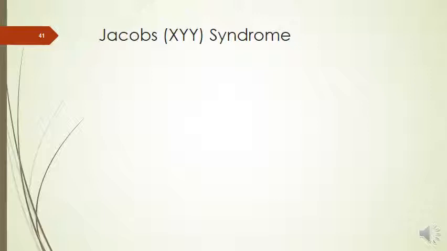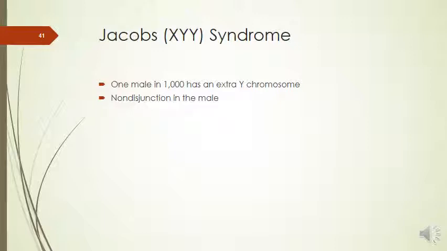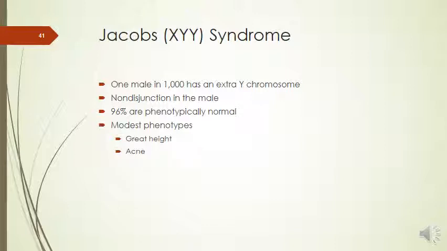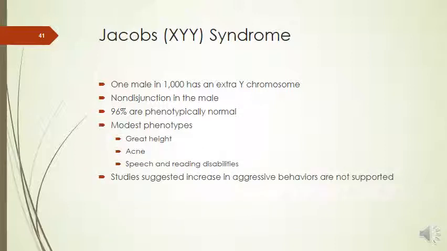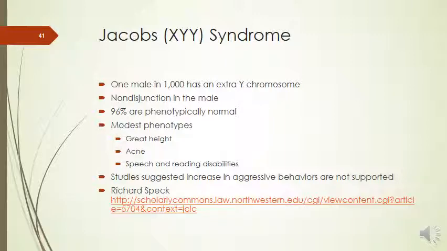Jacob syndrome, XYY. One male in 1,000 has an extra Y chromosome. This occurs because of non-disjunction in the male. 96% are phenotypically normal. They have modest phenotypes: great height, acne, speech and reading disabilities. Studies suggested an increase in aggressive behaviors. However, these are not supported. And in fact, if you read this article here at this website, you will read about how people were misdiagnosed with Jacob syndrome, including the mass murderer Richard Speck.